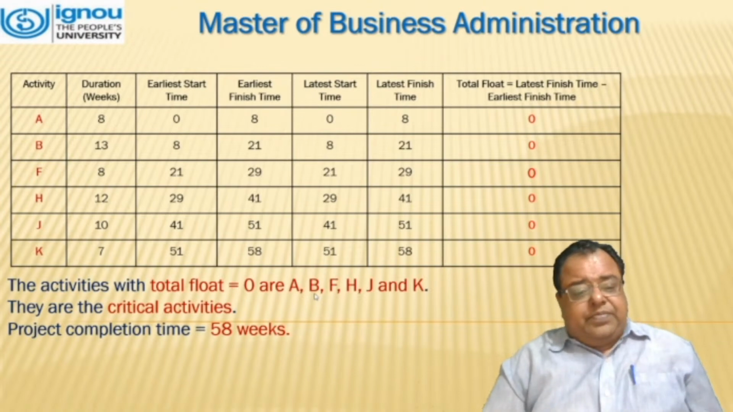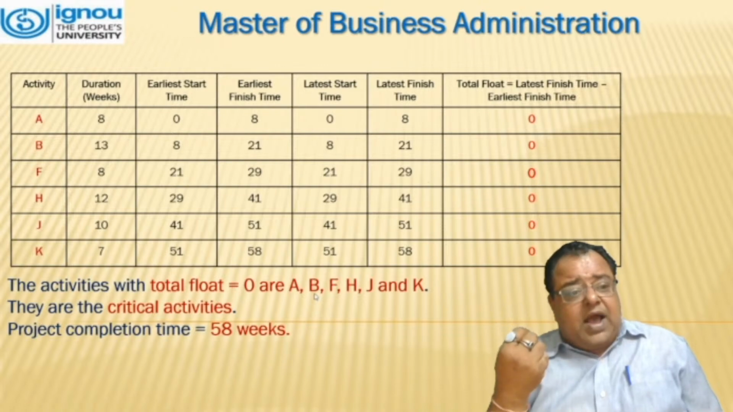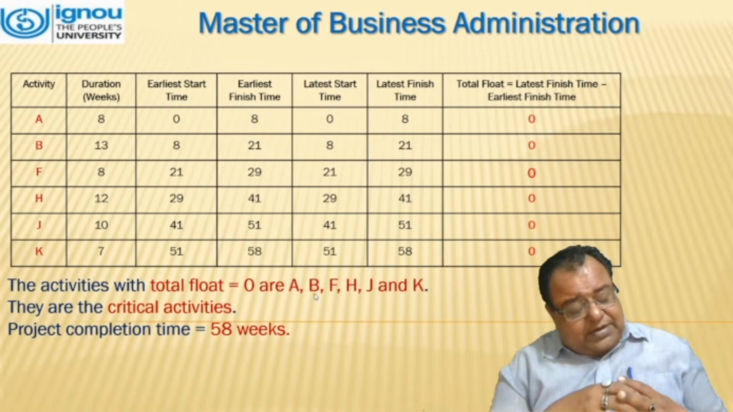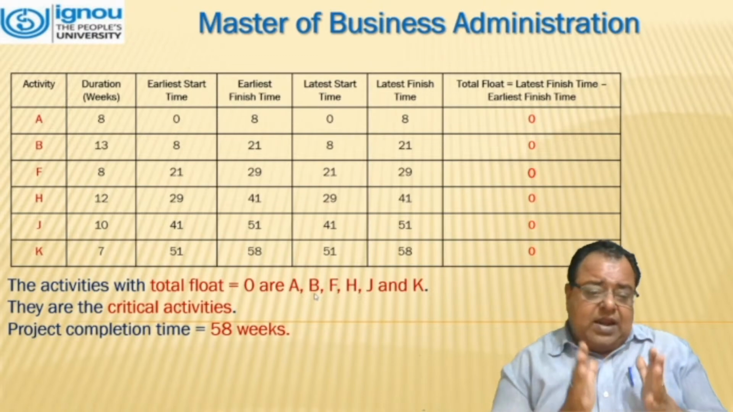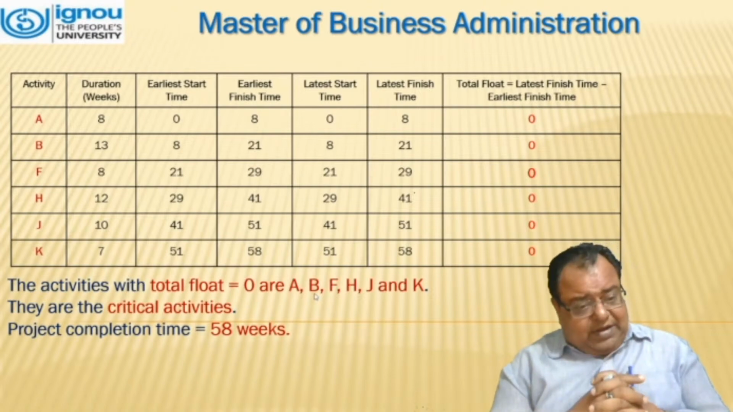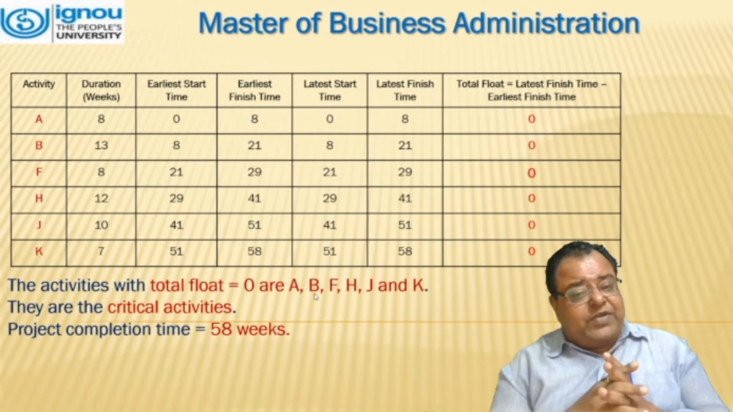That means the activities which have 0 float are A, B, F, H, J, and K. Those activities which are without float are the critical activities. And the total project completion time is 58 weeks.